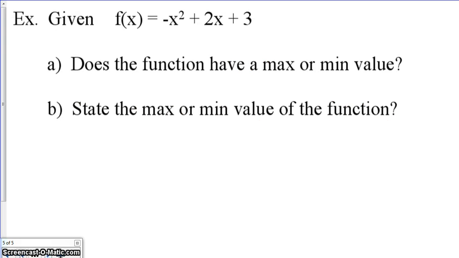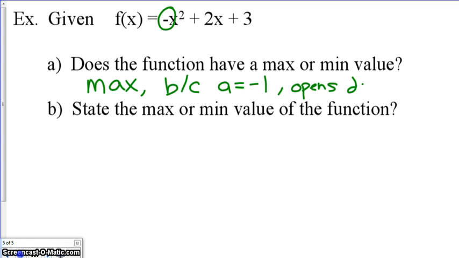Let's go through one more. Our next function is f of x equals -x squared plus 2x plus 3. Does the function have a max or a min value? Well, in order to determine that, we have to look at our a value. Your a value is the number in front of x squared. That's its coefficient. So it is going to give us a max because a equals -1, so it opens downward, meaning our vertex would give us a max value.